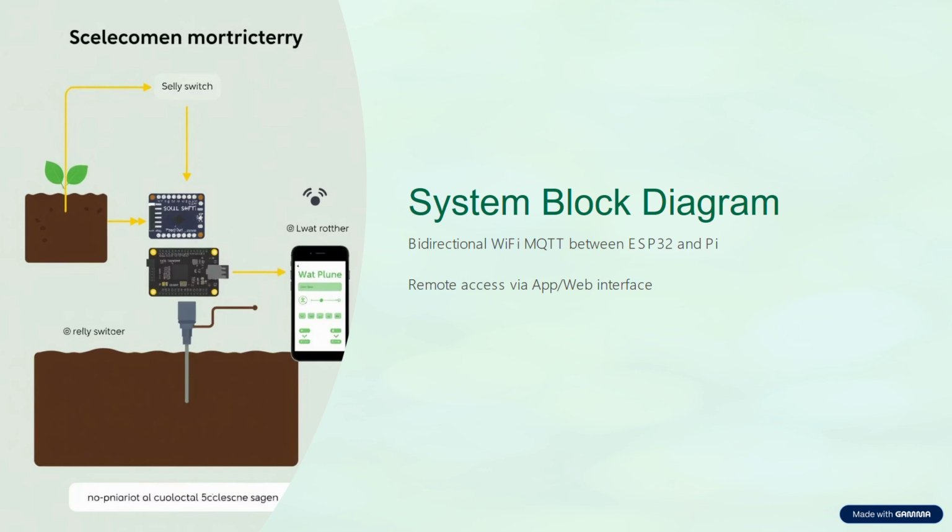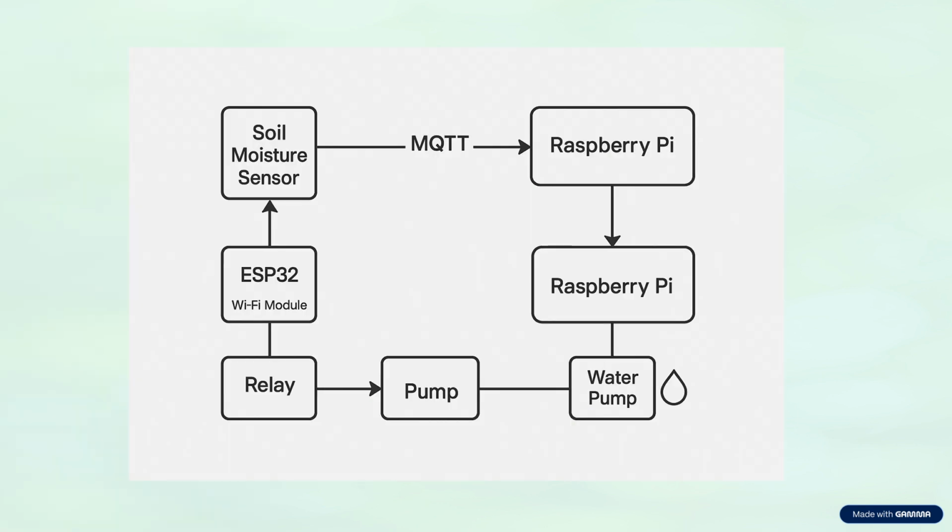When it comes to the block diagram, I will explain it. This block diagram shows the full architecture of the project. The soil sensor connects to the ESP32, and the ESP32 controls the relay and the pump. It sends real-time updates via MQTT to the Raspberry Pi, which can show the data on the web interface or app. And the Pi can also send commands back to the ESP32 to control the pump remotely.